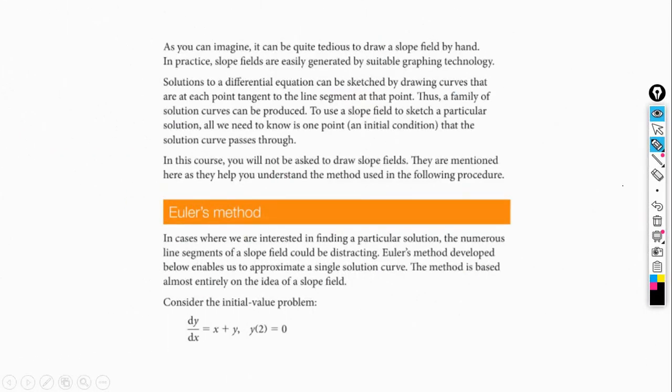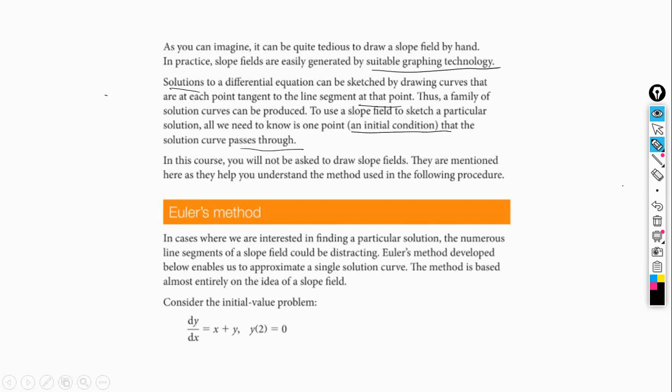As you can imagine, it can be quite tedious to draw a slope field by hand. In practice, slope fields are easily generated by suitable graphing technology. As I said before, solutions to a differential equation can be sketched by drawing curves that are at each point tangent to the line segment at that point. Thus, a family of solution curves can be produced. To use a slope field to sketch a particular solution, all we need to know is one point, an initial condition, that the solution curve passes through.